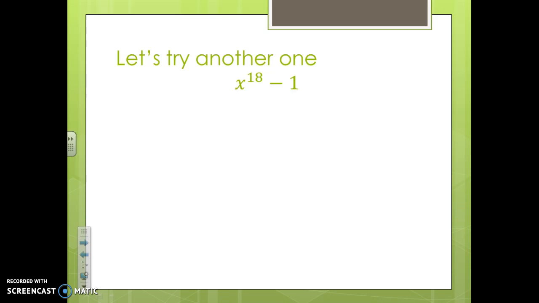So I had x to the 18th minus 1. I decided to go bigger. Using difference of squares, I had x to the 9th minus 1 and then x to the 9th plus 1. Okay, I can go difference of squares again. So I have x to the 3rd minus 1, x to the 3rd plus 1. Then I know x to the 3rd minus 1 and x to the 3rd plus 1.